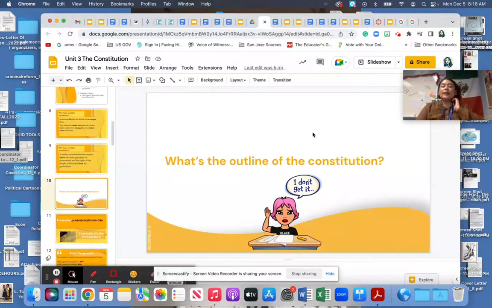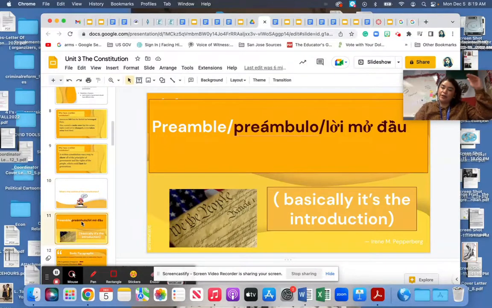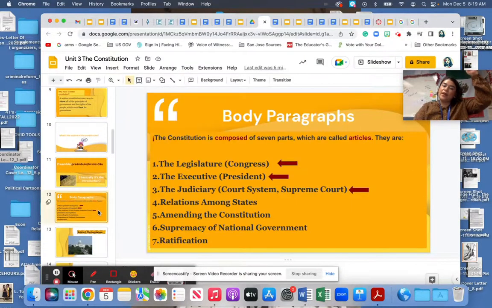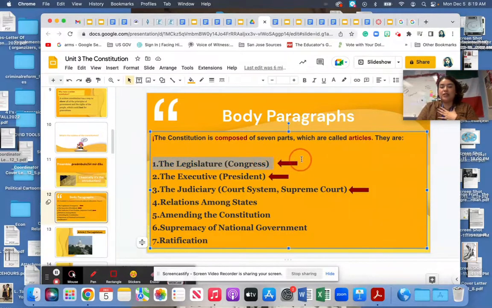So, we're going to get into the outline of the Constitution. We have this big old essay, this big old paragraph. Well, what does it look like? Of course, it starts with the preamble, the introduction, and then we have all these body paragraphs. It is composed of 7. But we are only going to focus on Congress, the legislative branch, the executive branch, and the judiciary branch. That is all we're focusing on. The relation among the states, amending the Constitution, supremacy of national government, ratification, we will not focus on that.